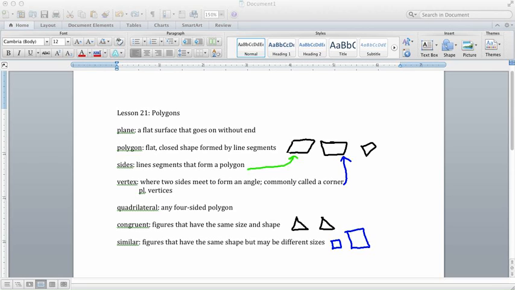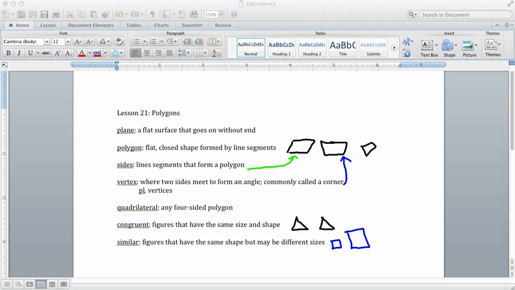So first we have a plane. A plane is any flat surface that goes on without end. For example, the floor of your bedroom is part of a plane that extends on out beyond the walls in all directions and just keeps on going. It's an imaginary thing. You can't really see it. It's just part of that plane.